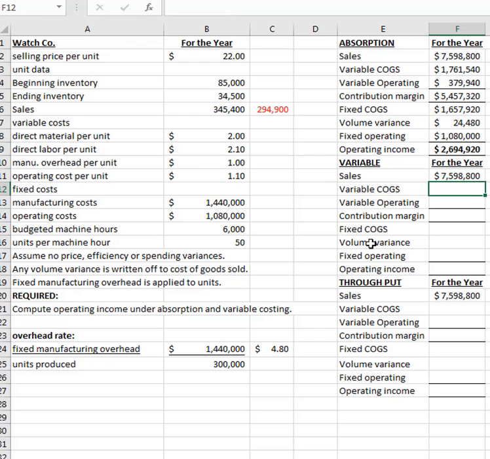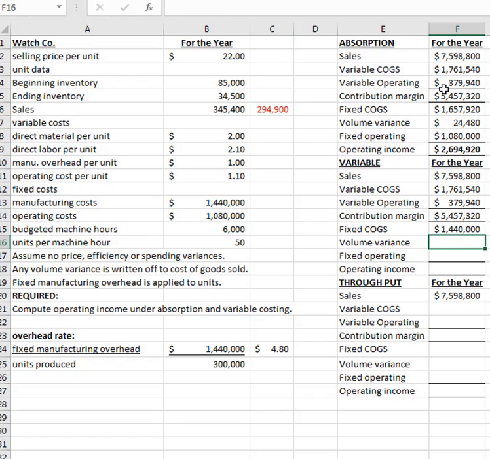So now let's look at variable costing. So the variable cost of goods sold is the same. The variable operating is the same, and the contribution margin is the same. What's different is for fixed overhead, we put the whole thing in. So we don't attach any of that fixed overhead to the units produced but not sold.